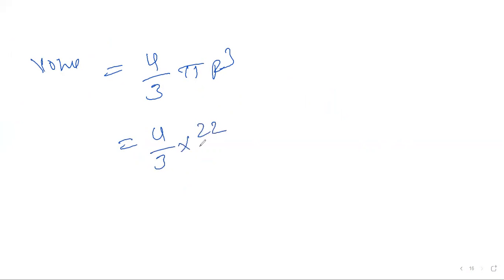Volume. What is the volume of your sphere? The volume of the sphere is 4 by 3 pi r cube. What do you have to do? 4 by 3. What's the pi? 22 by 7. R cube means what? 5 into 5 into 5. So there is no cancellation.